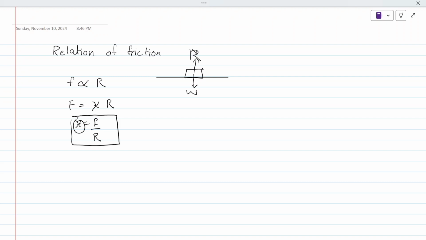Friction doesn't depend on surface area. Friction doesn't depend on the force applied. Friction only depends on what? Sorry, it only depends upon the mu. Okay.